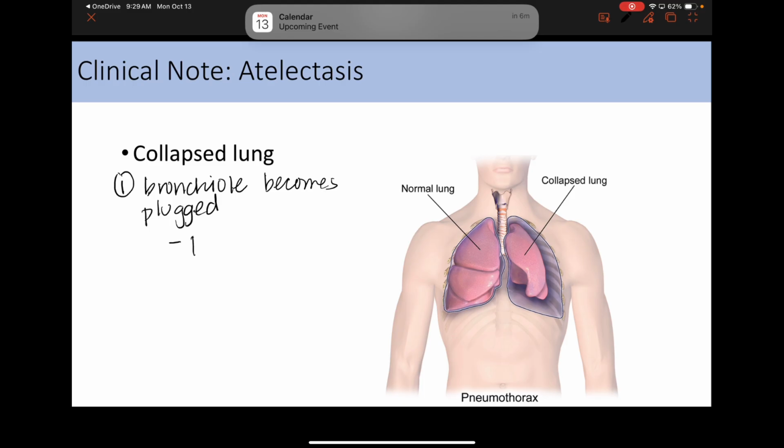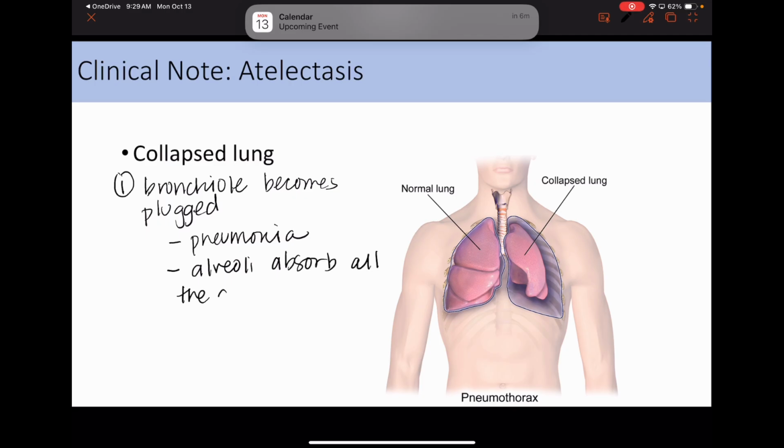This can be caused by something like pneumonia. Pneumonia can cause the bronchioles to become plugged up. What essentially happens when a bronchiole becomes plugged with mucus or some other fluid due to an infection is that the alveoli absorb all the air and they themselves collapse, and the entire lung collapses.